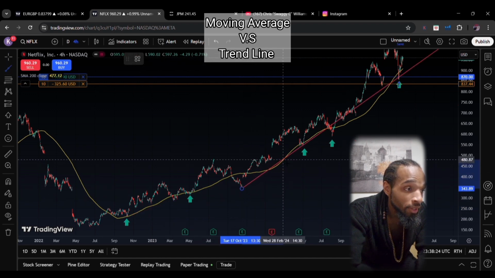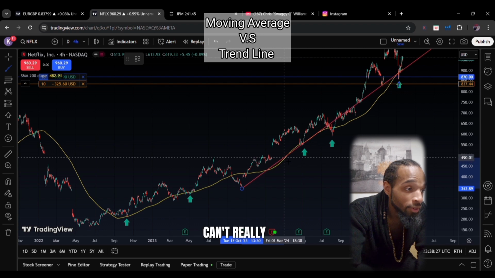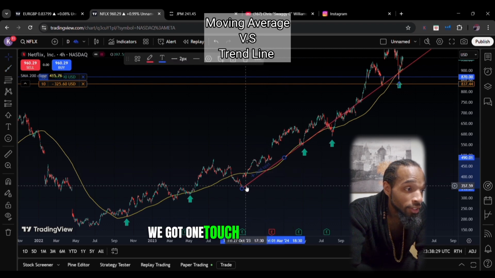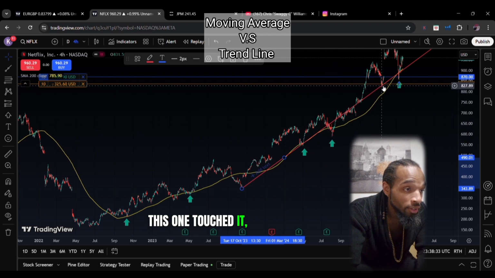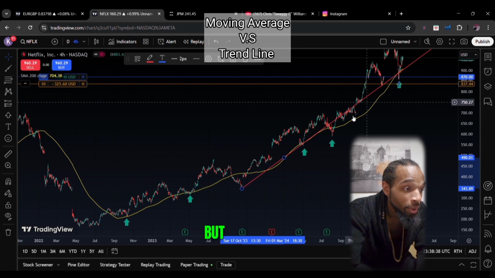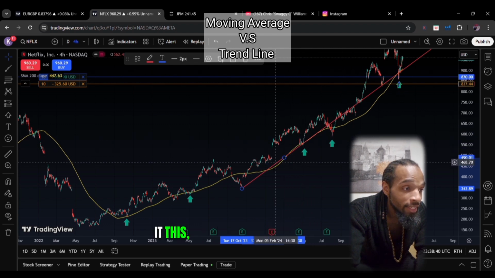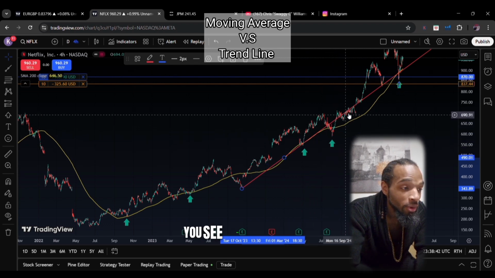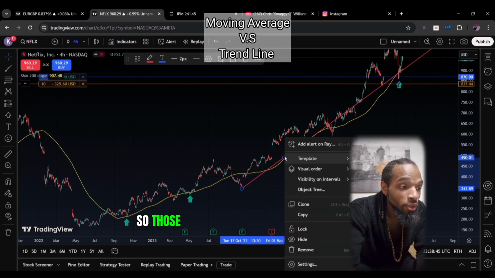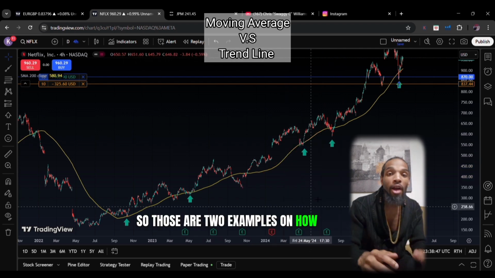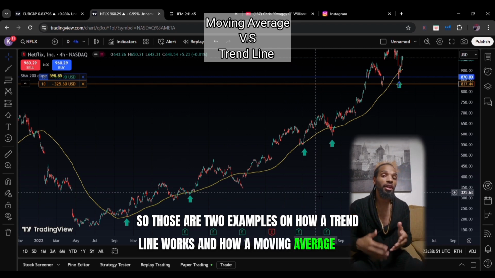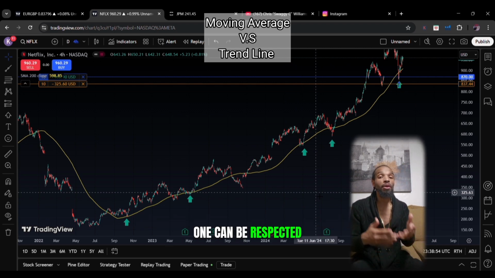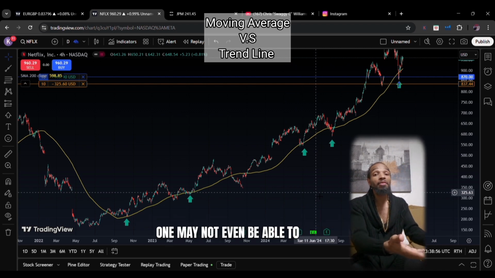Boom. Can't really do it. We got 1 touch, 2 touch, way past it. This one touched it. This one went a bit past it, so it's fairly right. But look at that. This isn't a proper trend line. You see what I'm saying? So those are 2 examples of how a trend line works and how a moving average can work. One can be respected, one may not even be able to be made.